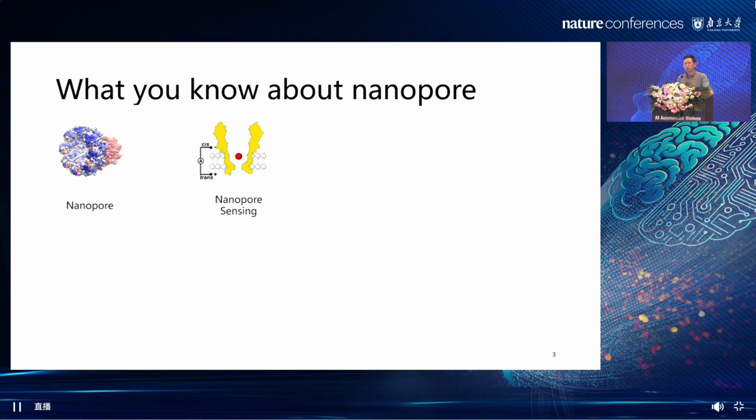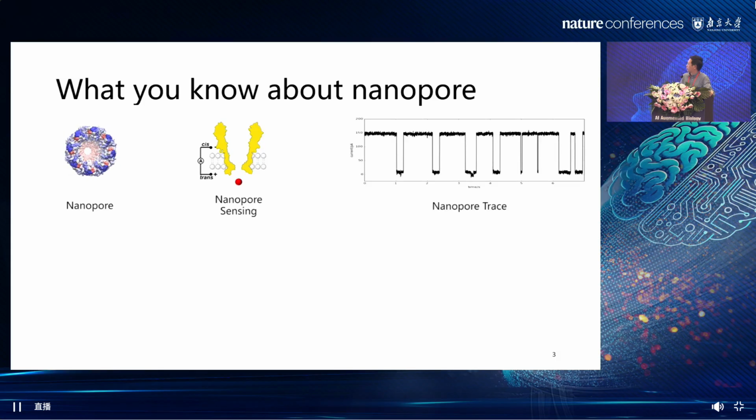If you happen to know nanopore, it's very simple. If a molecule can translocate through the pore, it will produce signals like that. By analyzing the open and closing states, you will know what kind of molecule was just passing through the pore.